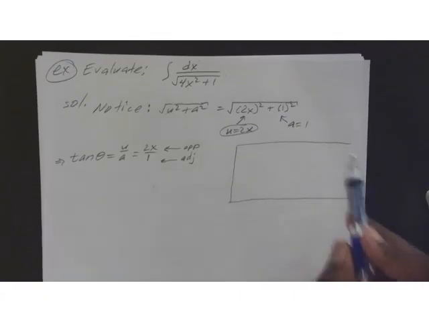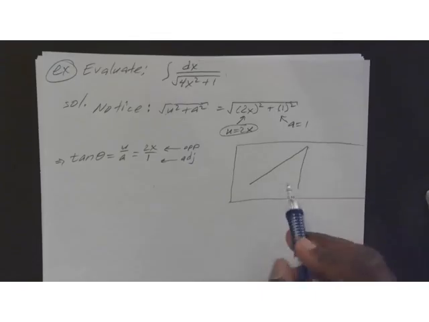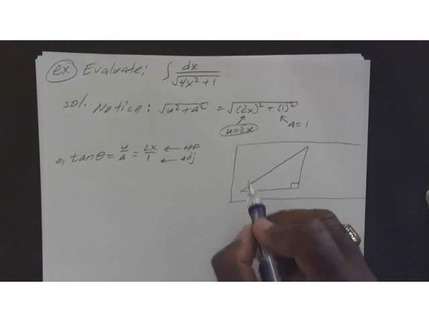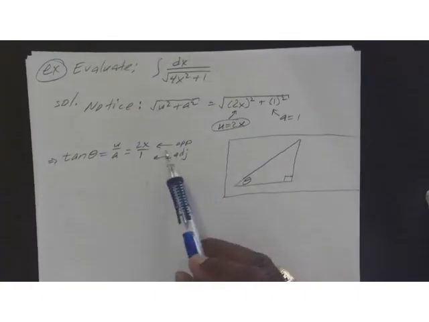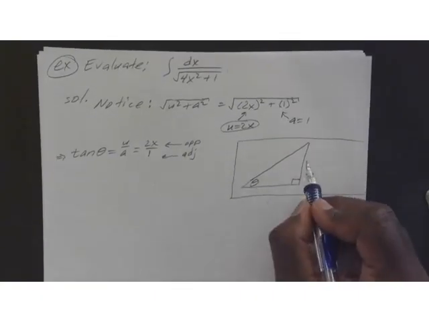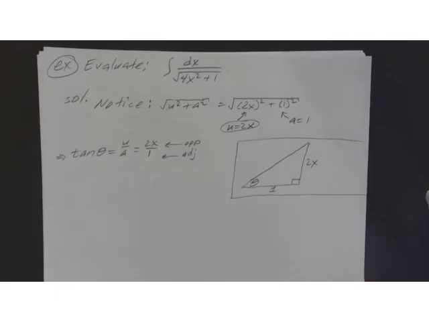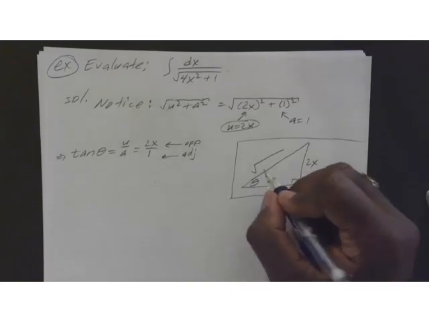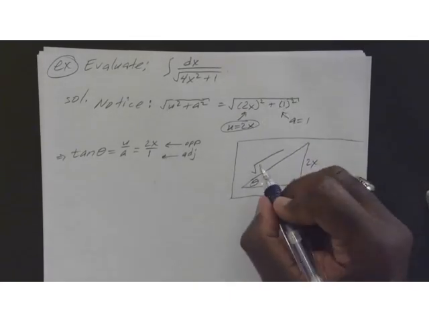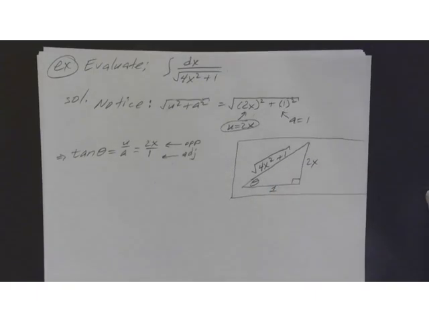Okay, so we can go ahead and create our right triangle. Where this is our angle theta. And opposite over adjacent, the opposite is over here, the adjacent is right here. And if you use the Pythagorean theorem, it will solve for the other side, which is 2x, that quantity squared plus 1, or 4x squared plus 1.